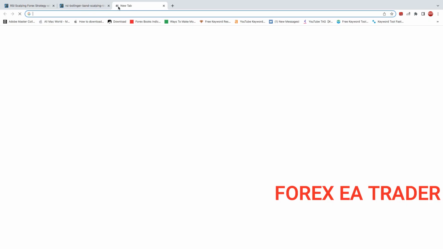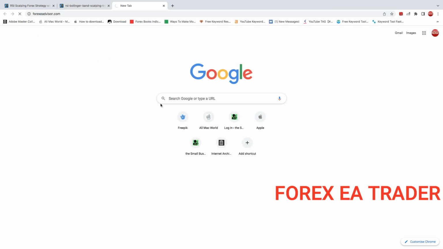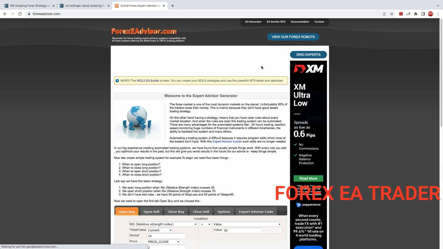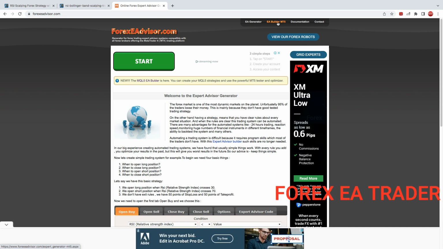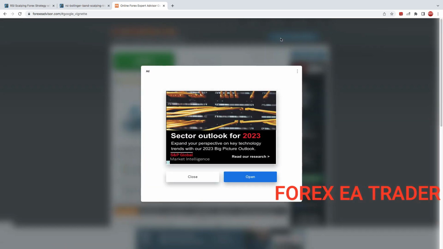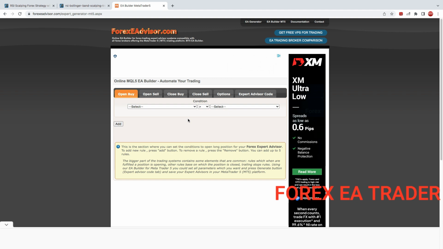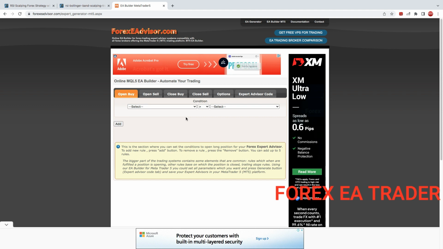Okay, so let's just go to our Forex EA builder, forexadvisor.com. The good thing about this is you can generate EAs for MT4 and MT5 for free. Of course, let's just go to MT5, because everyone now is using MT5. Of course, MT4 is still big, but people are shifting to MT5, which is the future. But in any case, if you want to do this in MT4, you can come here and do the very same thing.